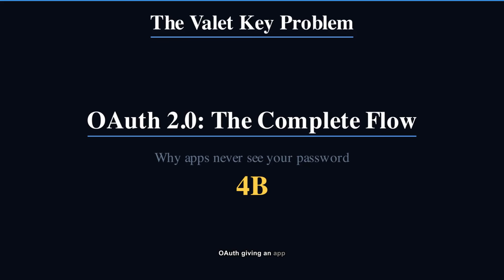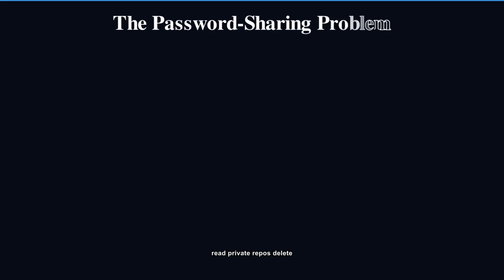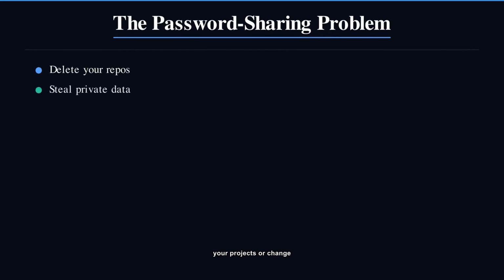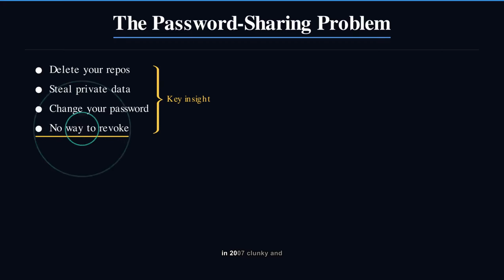Before OAuth, giving an app your password meant giving it everything. It could read private repos, delete your projects, or change your password and lock you out. There was no way to limit what it touched, and no way to revoke access without changing your password everywhere else too. OAuth 1.0 launched in 2007, clunky and hard to implement.